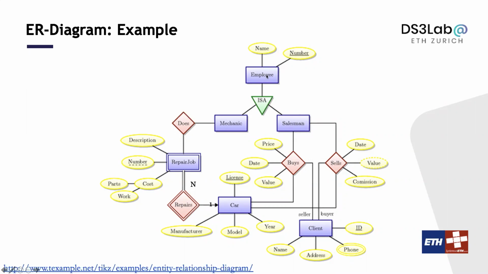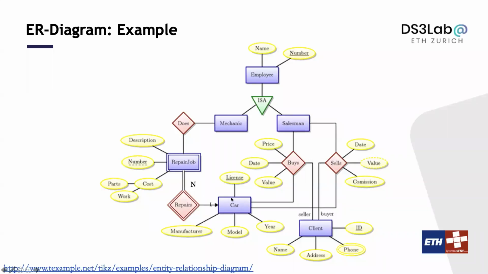There's employee, right? And then there's a generalization here, which means there are actually two types of employee, mechanic and salesman, right? And then there are another two types of entities, car and client, right? And then there's a weak entity called repair job, which means you can have multiple of these weak entities associated with a car, right?